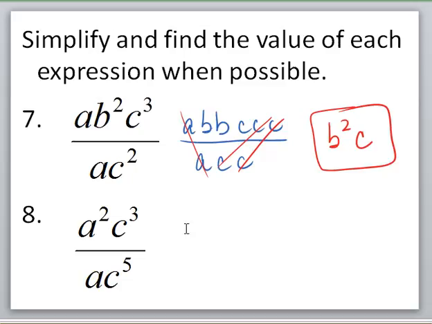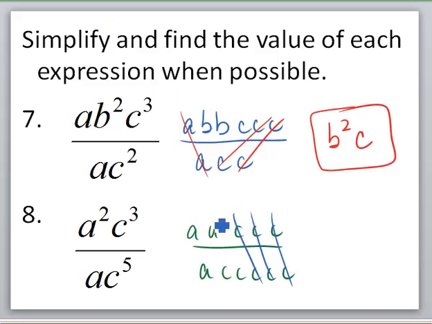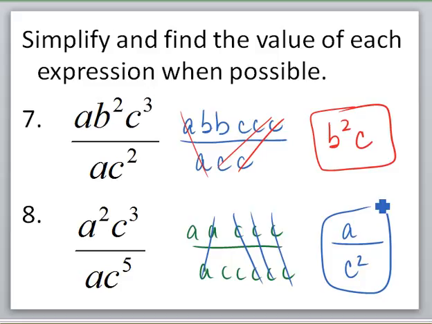Alright, for our next problem, I have A times A, C times C times C over A, C times C times C times C times C. And I'll start canceling. And I notice I have A left on top and two C's left on the bottom. So I have A over C squared.